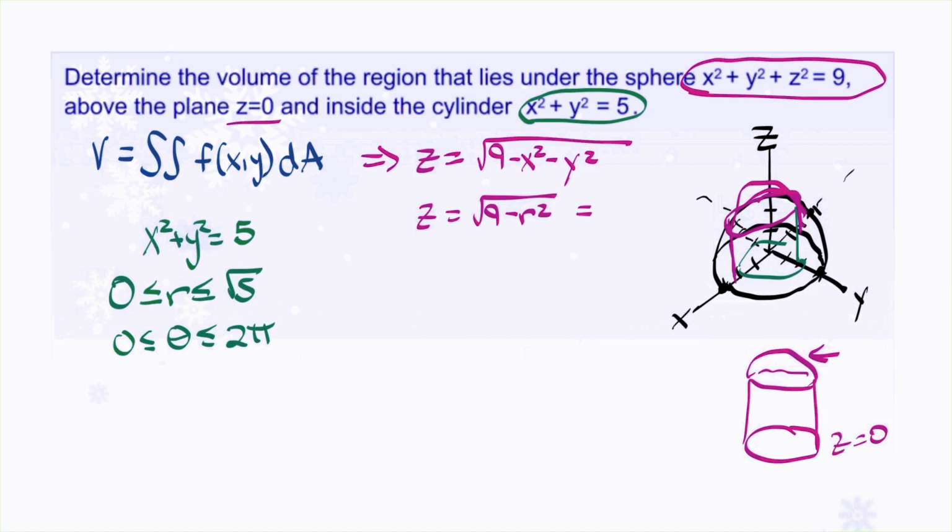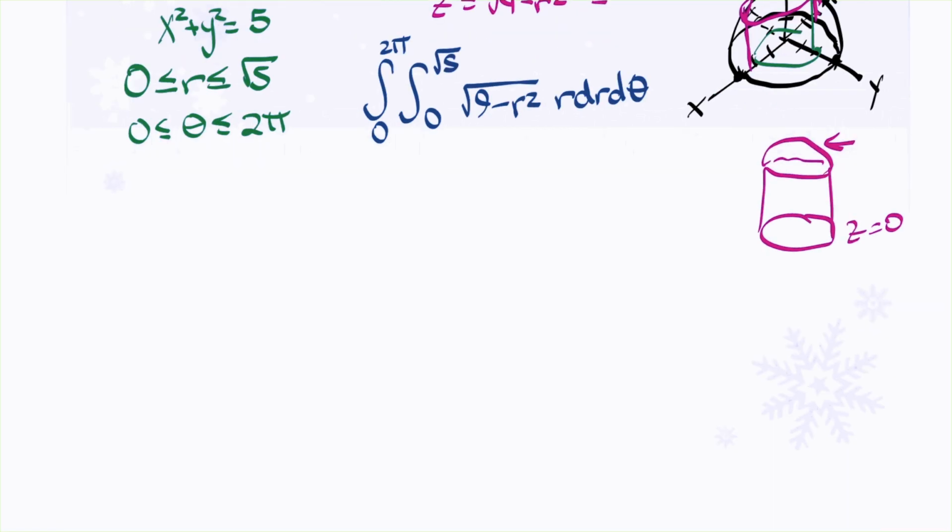So I have my bounds in cylindrical. I have my integrand. And we know it's r dr d theta. So I'm going to set it up. r goes 0 to square root 5, theta goes 0 to 2 pi. My integrand is the square root of 9 minus r squared, r dr d theta. And there it is. Okay, so let's take this integral.